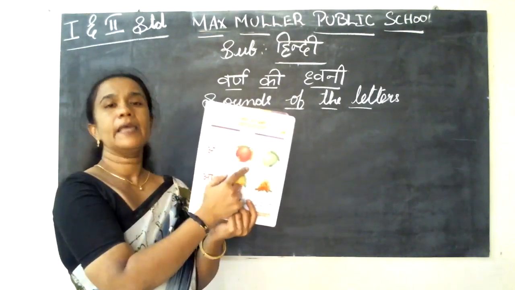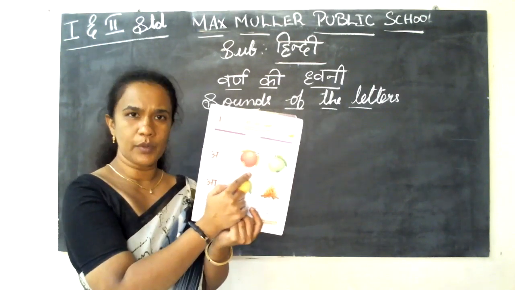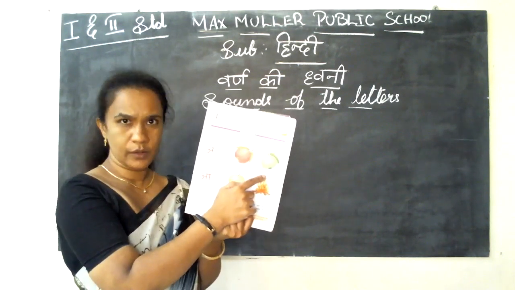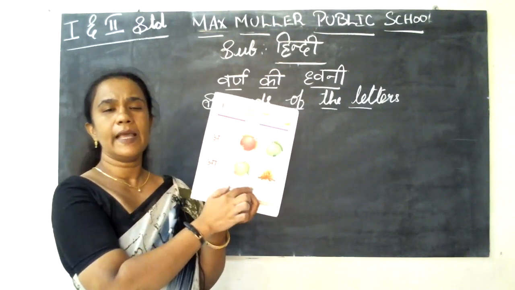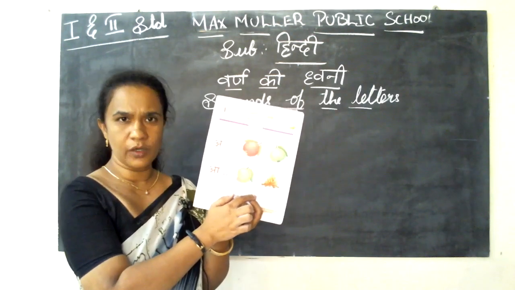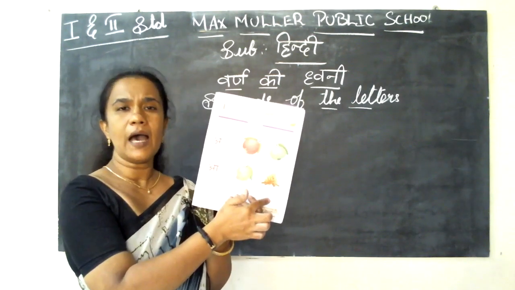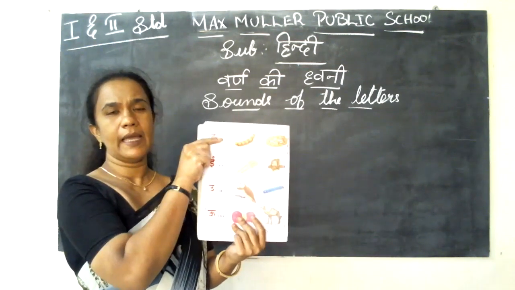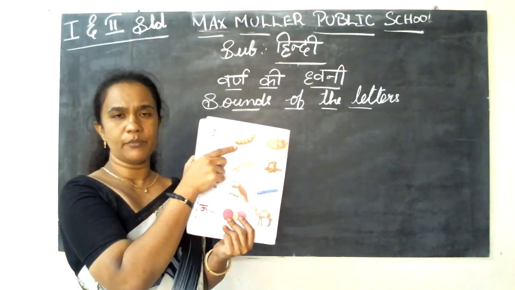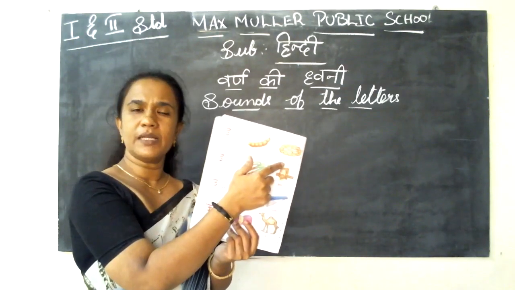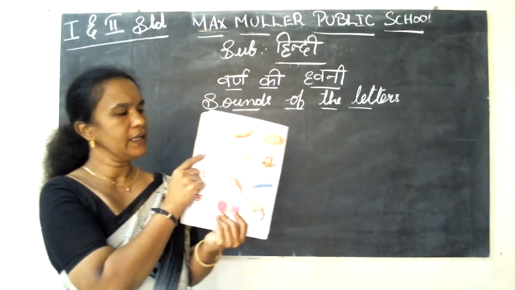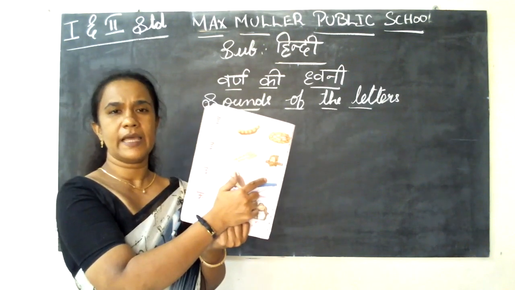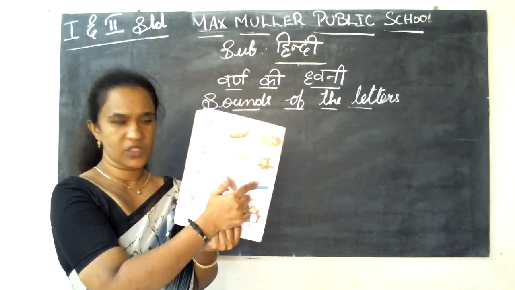A say anar, a pomegranate. A say amrut, a guava. A say aam, mango. A say aag, a fire. E say imali, tamarind. E say imarati. E say eek, sugarcane. E say Isa, Jesus.